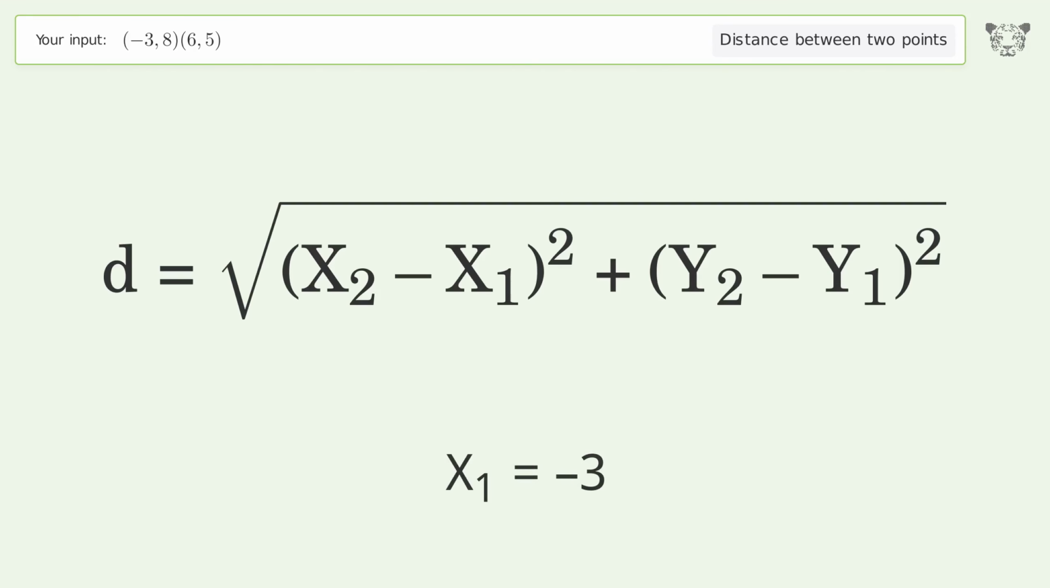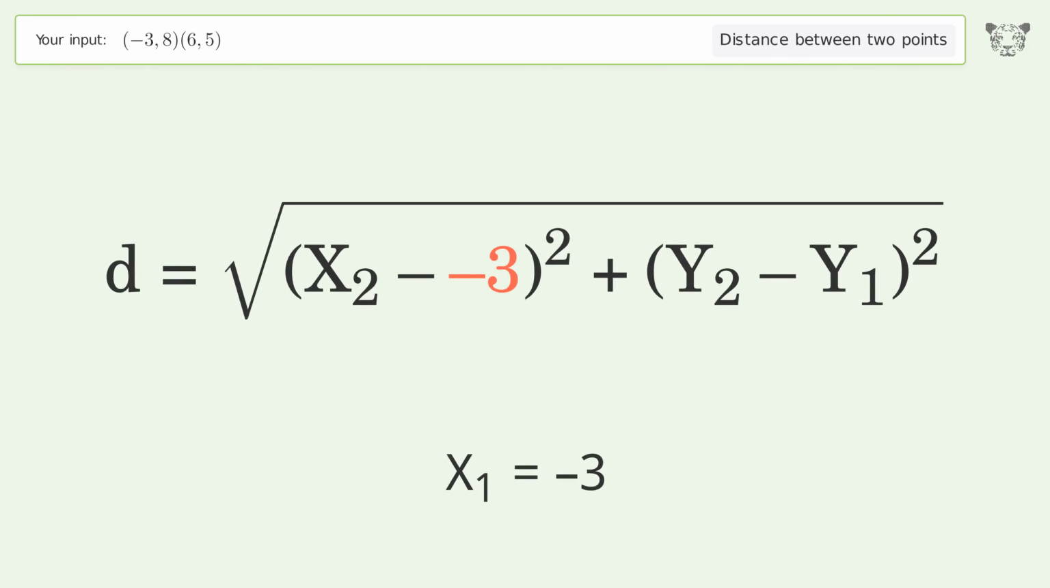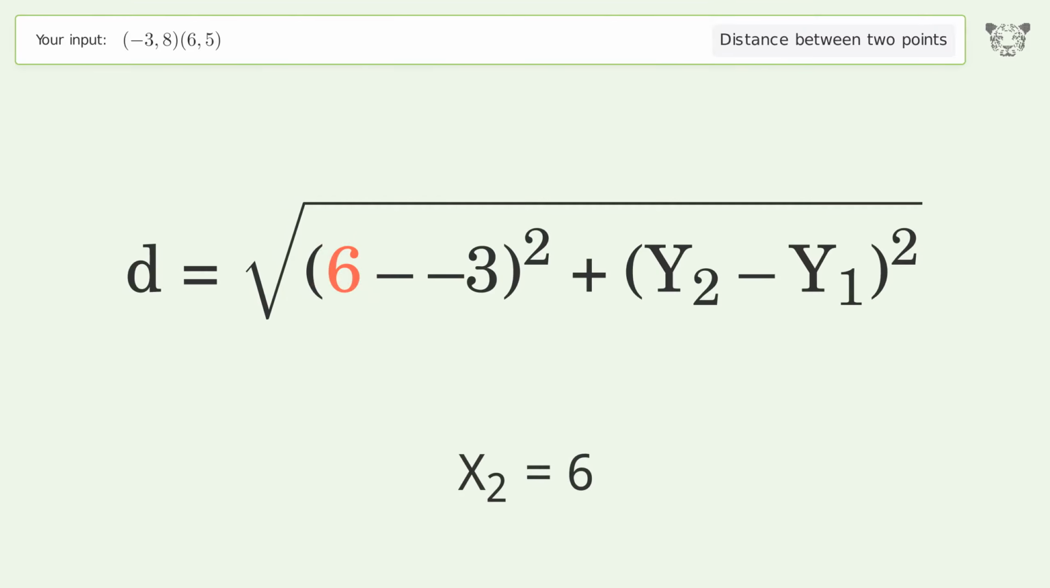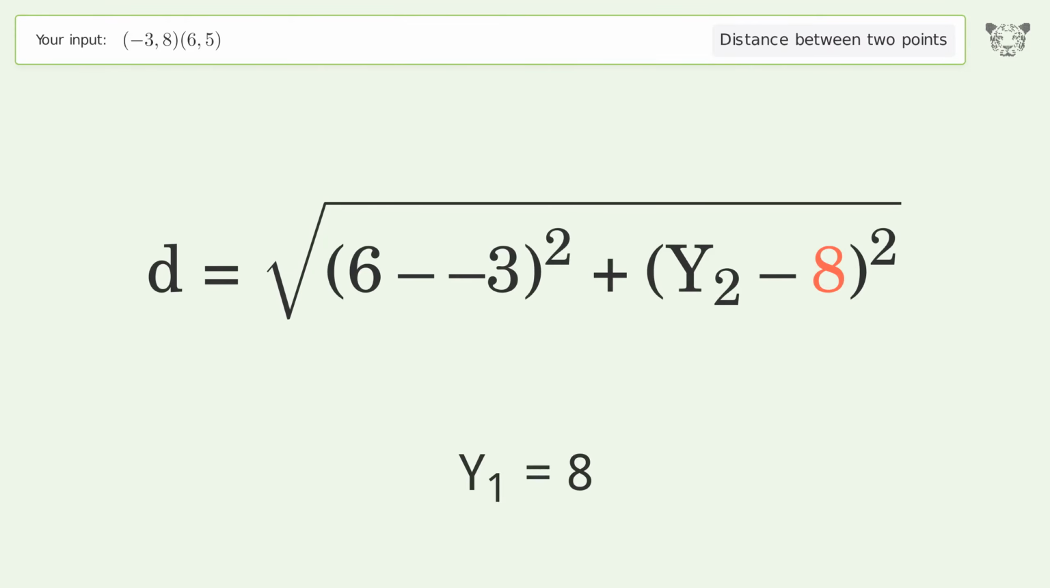x1 equals -3. x2 equals 6. y1 equals 8. y2 equals 5.